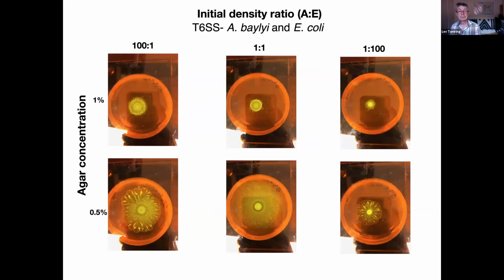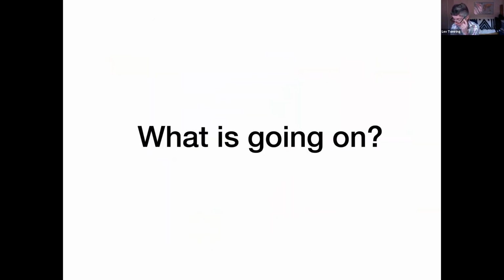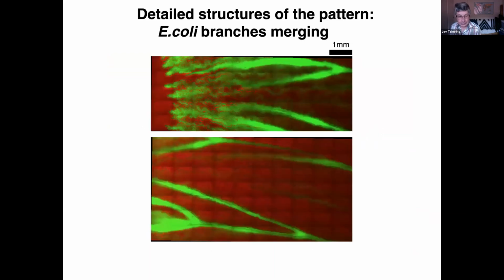Let me skip that. So what's going on? We had no idea, so we decided to look more closely. We used a stronger microscope and looked at the pattern in detail. What we noticed is that the structures have very thin strands of E. coli surrounded by Acinetobacter, and they are merging. The direction of expansion is to the right.